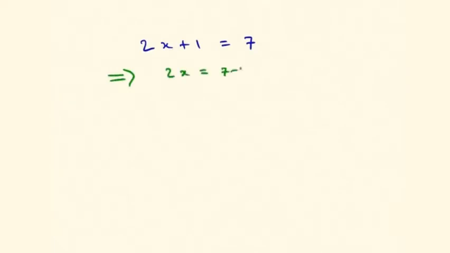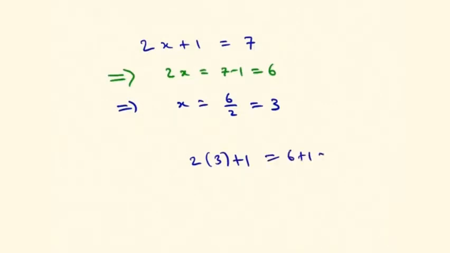We'll take 1 away from both sides, and we get 2x is equal to 6. And then we divide by 2, and we end up with x is equal to 3. And of course, when you do a calculation like this, you can always check that your answer works. 2 times 3 plus 1 is equal to 6 plus 1, which is equal to 7. So the left-hand side and the right-hand side of the original equation agree when x is equal to 3.